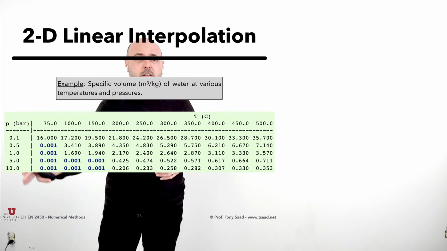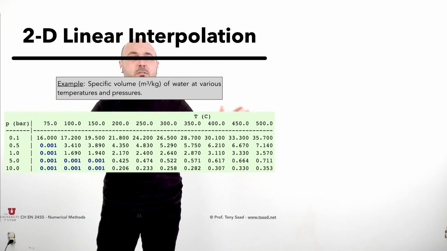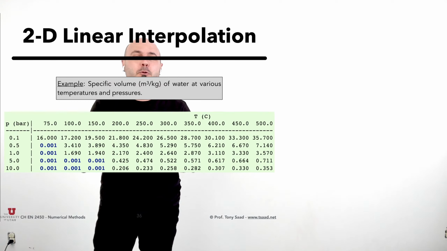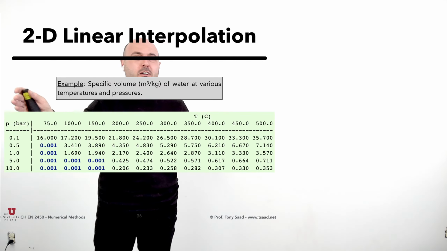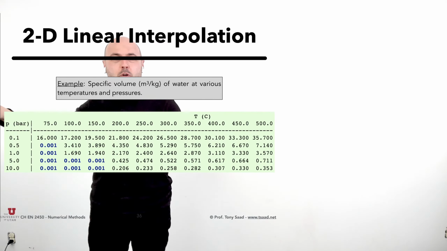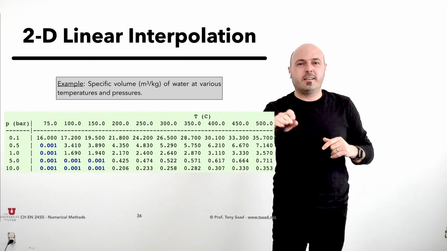I'm always messing up my directions because I flipped my camera so that I have the impression of always looking at you. Anyway, the first column is the pressure, and the first row in the table is the temperature.